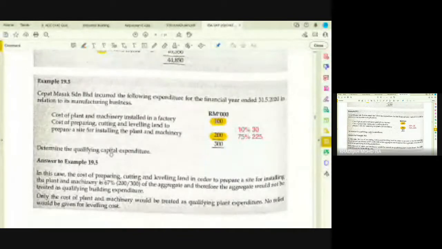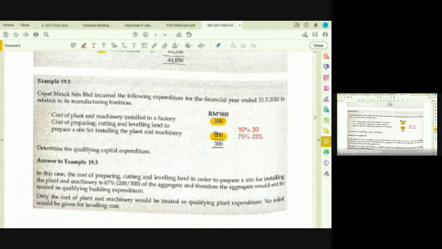All right. In the second example, the cost of plant and machinery is 100,000, but the PCTL is only 200,000. Total cost is 300,000. So 10% is 30,000, right? But here you have more than 10%, 200,000. And 75% for you is 225,000, but you only have 200,000. It means that this 200,000 falls between 10 and 75%. So when it falls between 10 to 75%, the 200,000 ringgit PCTL is a non-qualifying expenditure. So you cannot take that as part of your cost.